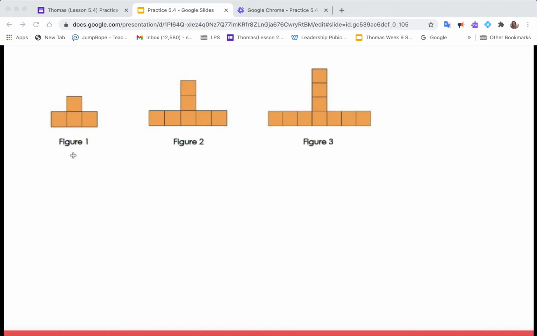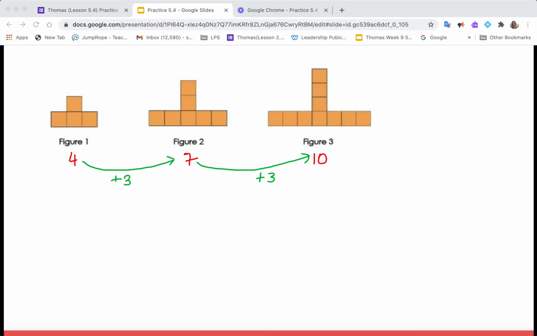So figure 1 has 4 squares in total. Figure 2 has 7 squares in total, so 5 on the bottom and 2 on top. And figure 3 has 10 squares in total, 7 on the bottom and 3 on top. So how are these changing? That's a plus 3. That's a plus 3 as well.